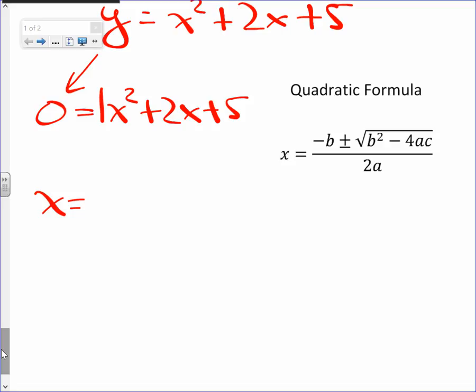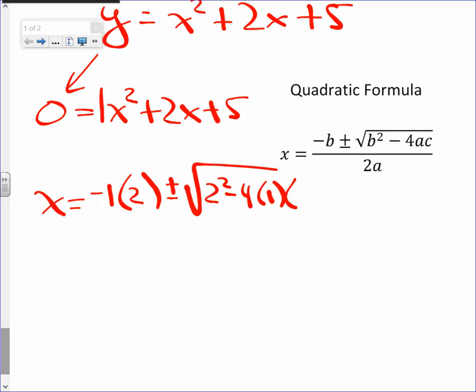Let's do it. Negative B really means negative 1 times B. B in this case is 2. Plus and minus. Remember we did this for maybe a week and a half last week, so you're no stranger to this. Square root: B squared is 2 squared, minus 4 times A, that's 1, times C, which is 5. All over 2 times A, that's 2 times 1.